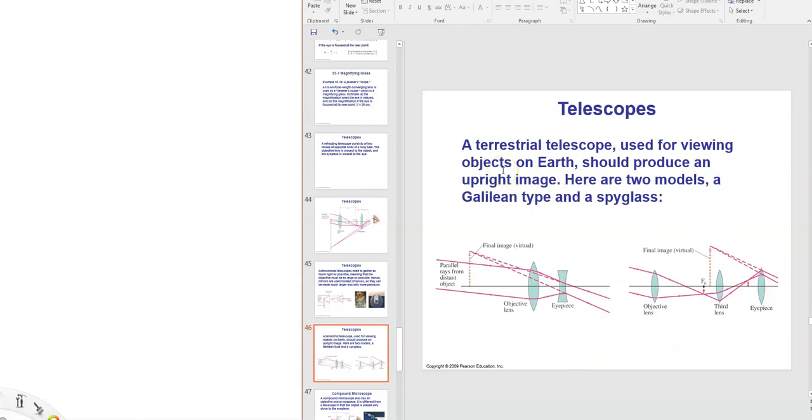Now the telescopes we used to watch the sky, like the moon and the stars, we don't really care about whether the image is upside down or not, right? Whether it's upright or not. But for terrestrial telescopes, like bird viewing and spyglasses, it's more convenient if the image is upright.